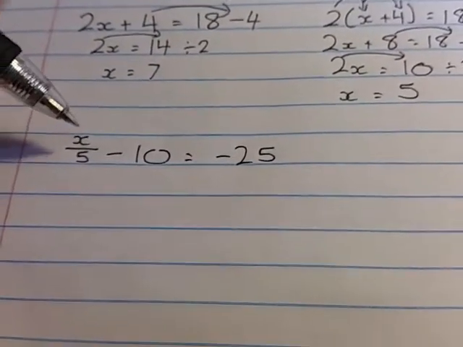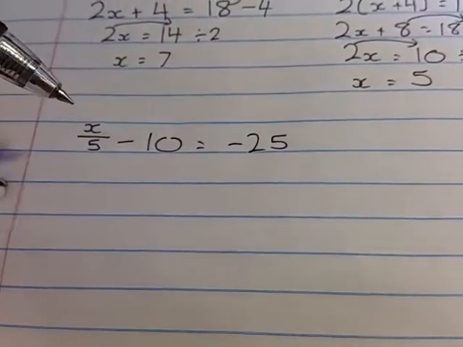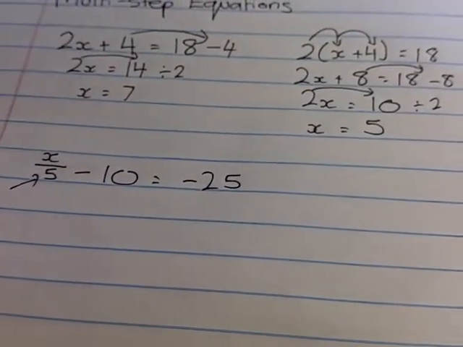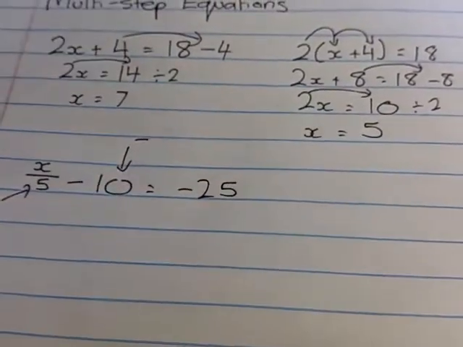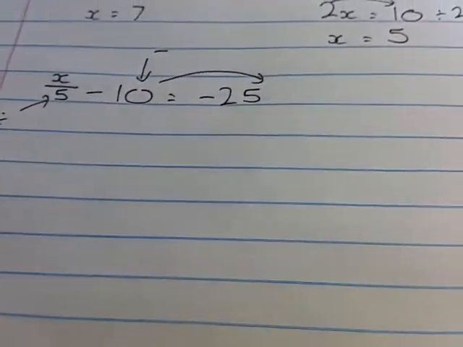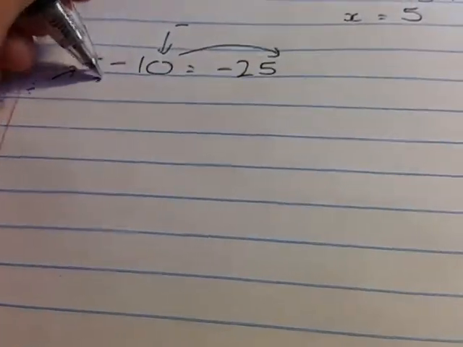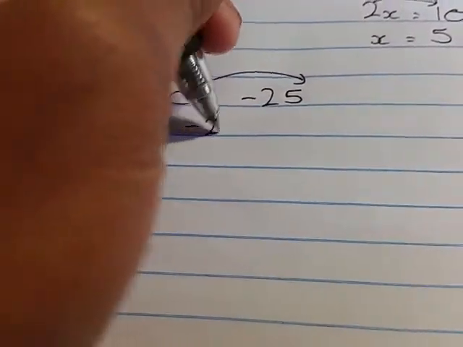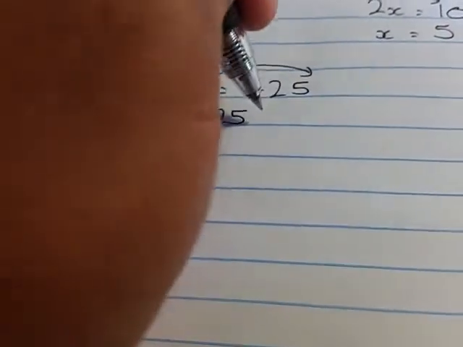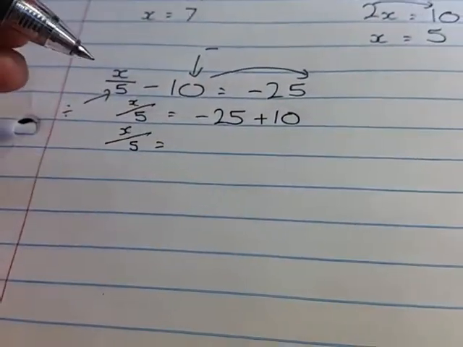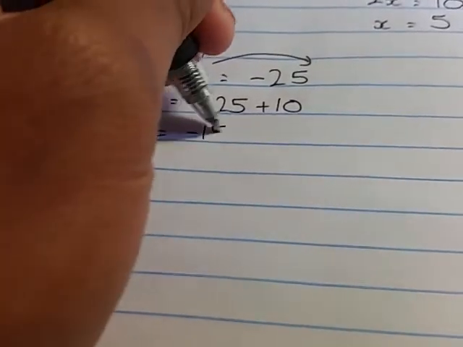You can go with the layers and go with which is the most outside, or you can go with reverse BEDMAS. There you have division happening and you have subtraction happening. Reverse BEDMAS, what comes first? The subtraction. So move that negative 10 first. So you end up with x over 5 equals negative 25. Negative 10 on one side becomes positive 10 on the other. So x over 5 becomes negative 25 plus 10, which is negative 15.